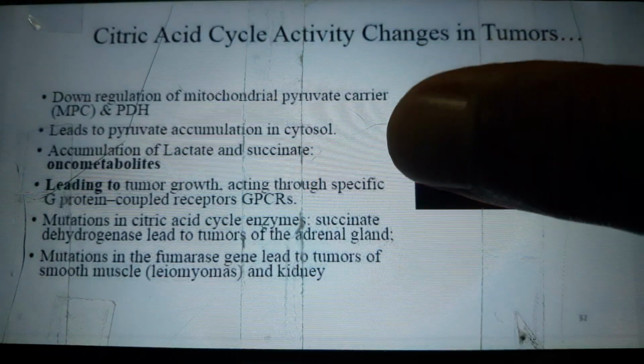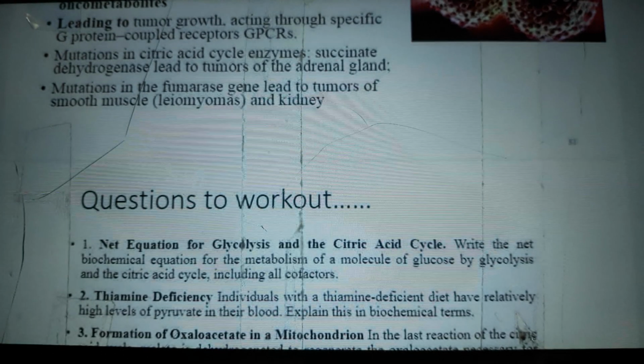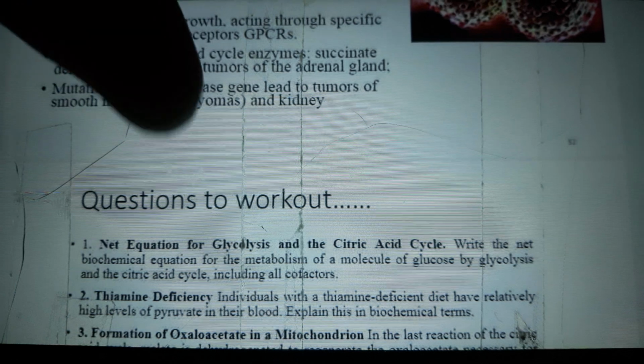Citric acid cycle activity changes in tumors: downregulation of the mitochondrial pyruvate carrier, MPC, and PDH leads to pyruvate accumulation in the cytosol, and accumulation of lactate and succinate, oncometabolites, leading to tumor growth, acting through specific G protein-coupled receptors, GPCRs. Mutations in citric acid cycle enzymes such as succinate dehydrogenase lead to tumors of the adrenal gland. Mutations in the fumarase gene lead to tumors of the smooth muscle layer, myomas, and kidney.